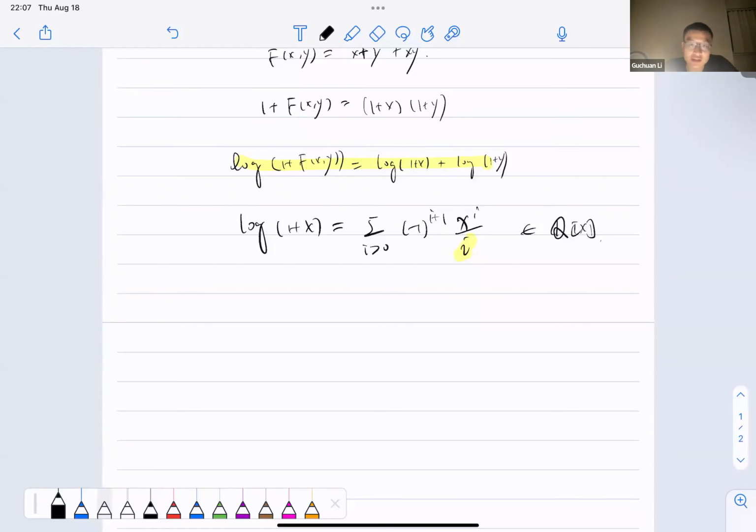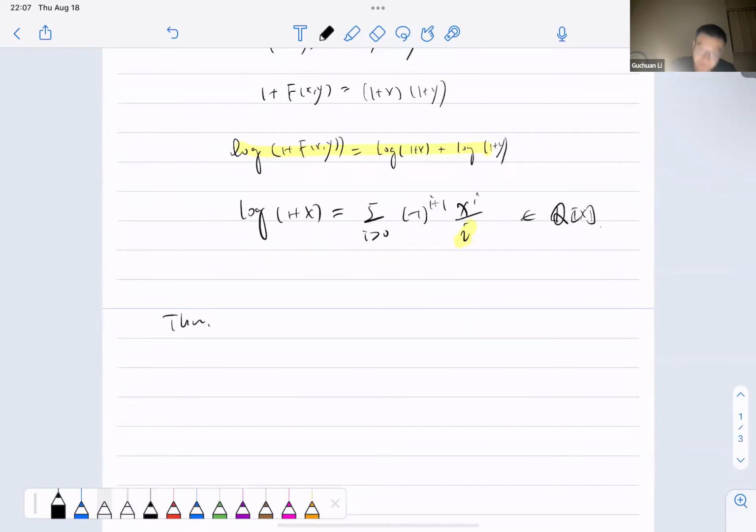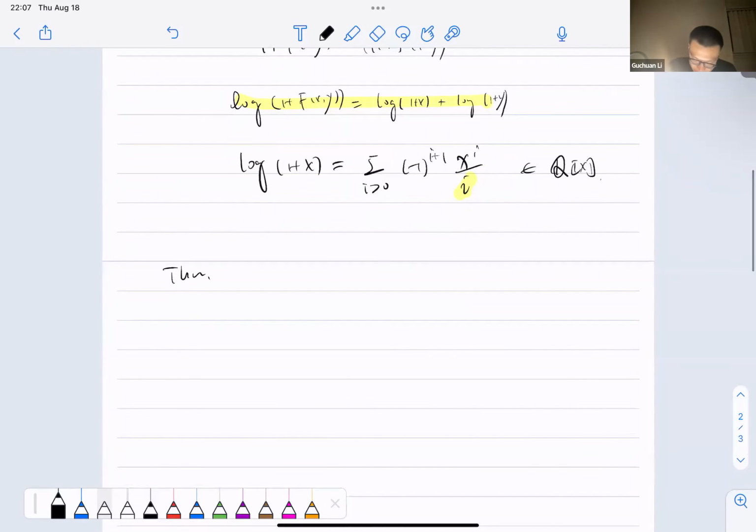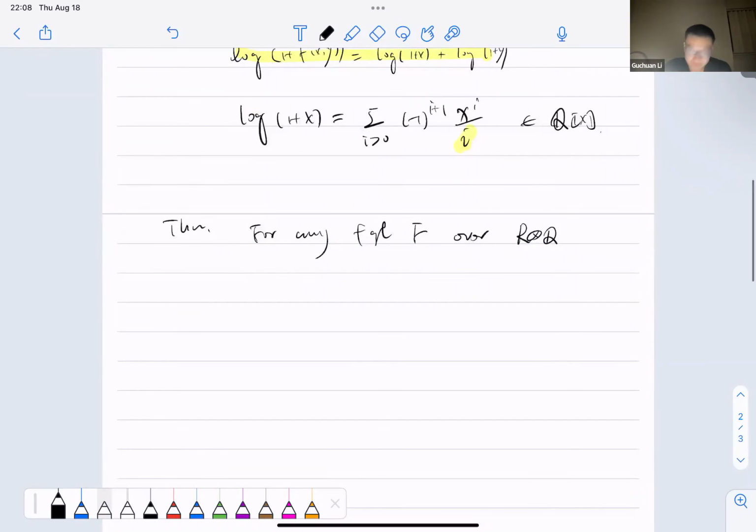I claim that after tensoring with Q, rationalized, it is an isomorphism, because the theorem is: for any formal group law F, if I'm living over a ring tensored with the rational numbers, then my formal group law is isomorphic to the additive one.